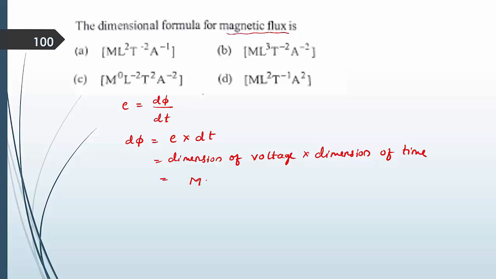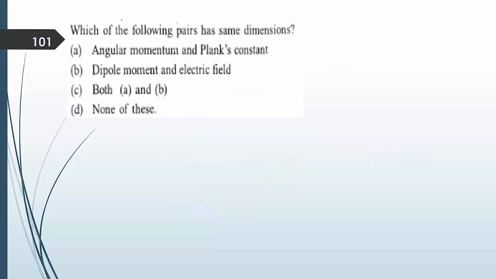Voltage means M L square T raised to minus 3 A raised to minus 1, into dimension of time, which is T. So we will get the final answer M L square T raised to minus 2 A raised to minus 1. So this is the dimensional formula for magnetic flux. So the right option is option A, M L square T raised to minus 2 A raised to minus 1.